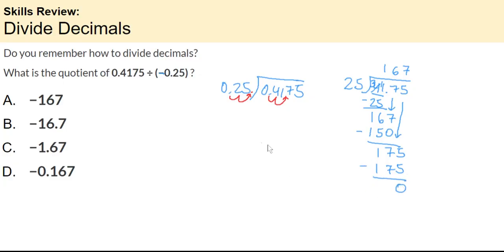All right, so now all we need to do is, it's not choice A. Maybe you wanted to do this in the beginning. You see where the decimal is? It's right there. All you need to do is bring it straight up. So it's going to be between the 1 and the 6. So 1.67, and remember we said our answer was going to be negative. So choice C.